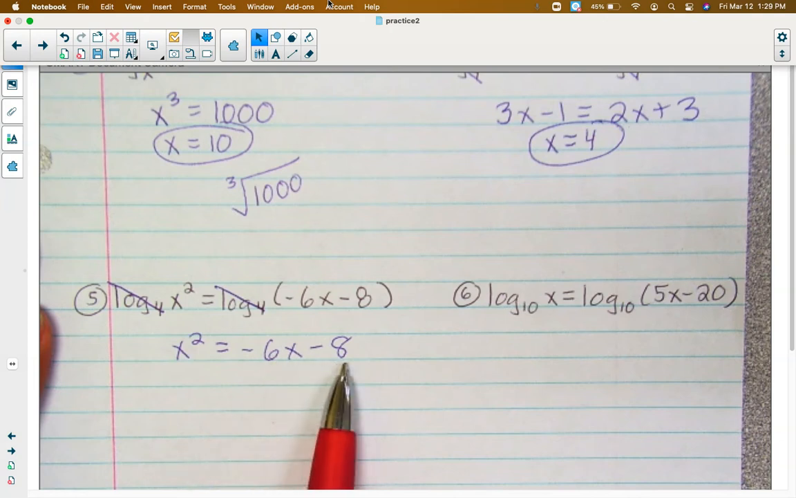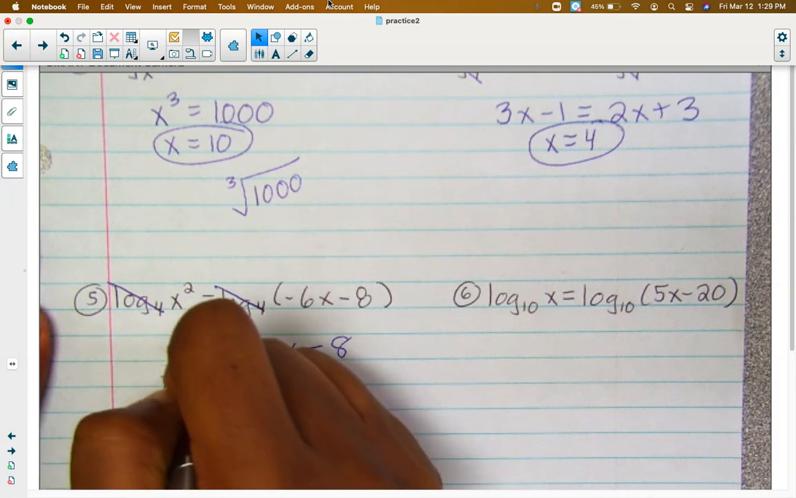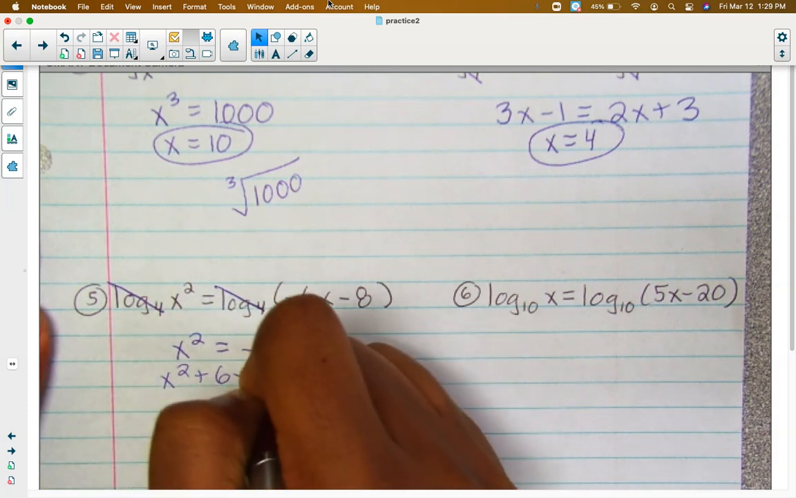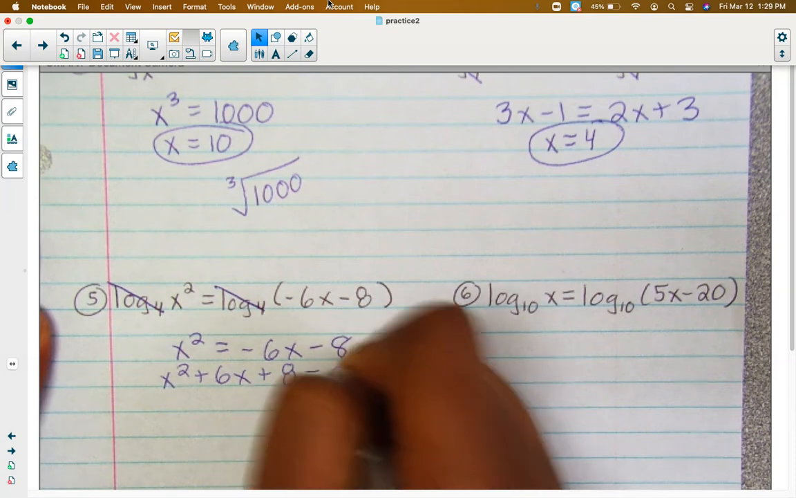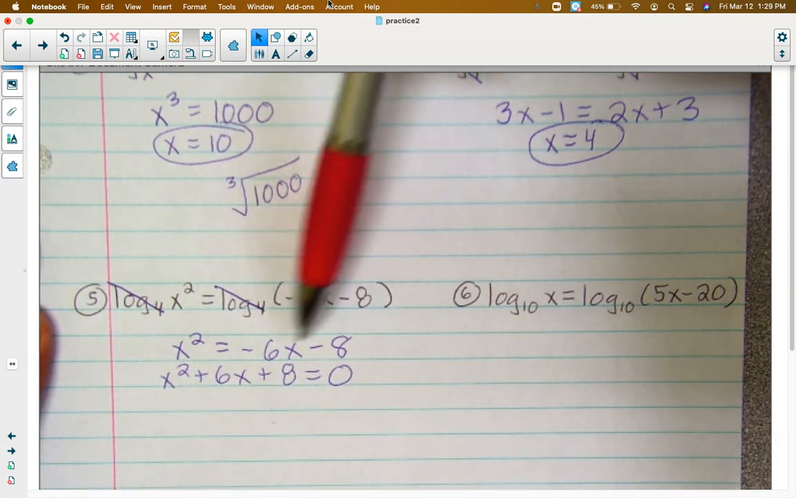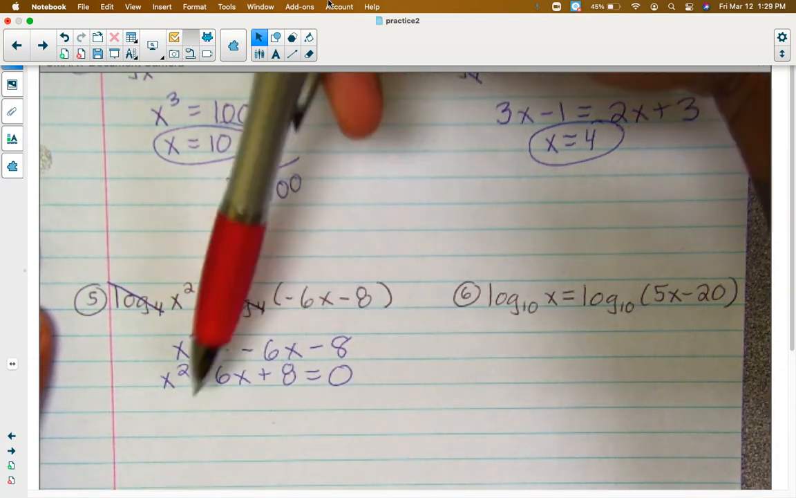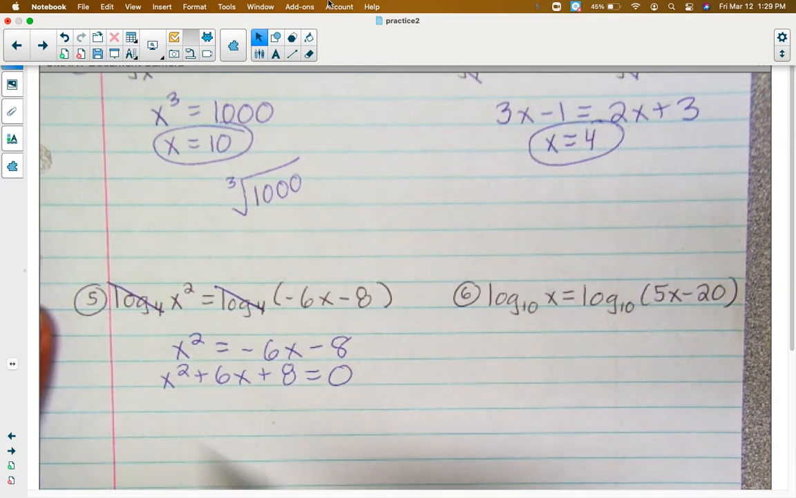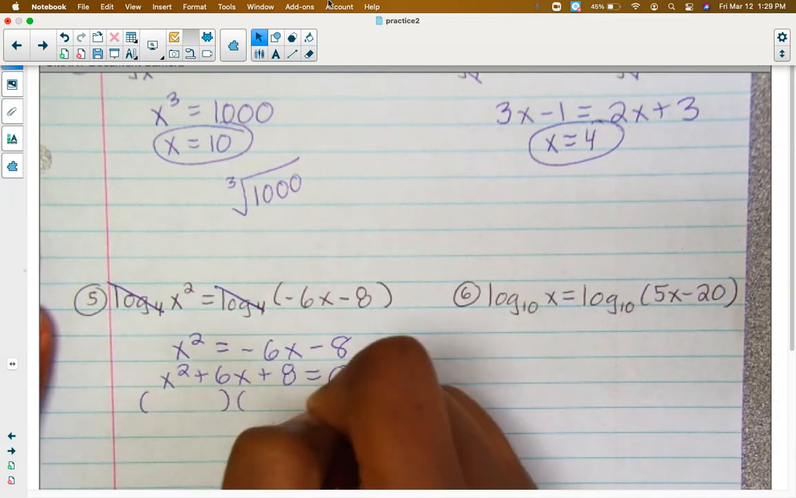First thing we need to do is set this equal to 0, though. So I need to move everything on over to the other side of the equation. So x squared plus 6x plus 8 equals 0. So they were negative on the right hand side. Move them over by adding. Now I need to factor, so we'll set up our parentheses and we'll factor.